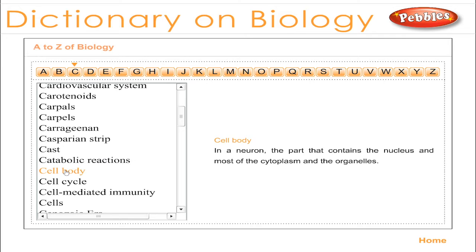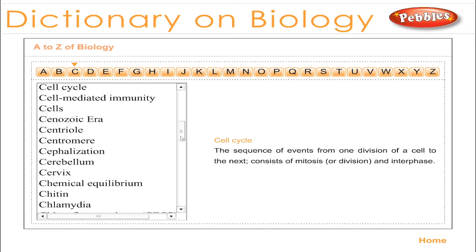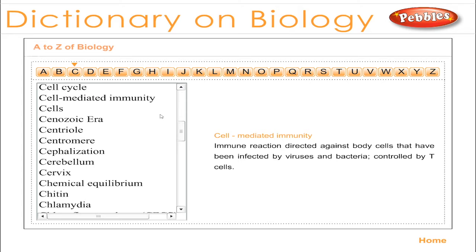Cell body, in a neuron, the part that contains the nucleus and most of the cytoplasm and the organelles. Cell cycle, the sequence of events from one division of a cell to the next, consists of mitosis or division and interphase. Cell-mediated immunity, immune reaction directed against body cells that have been infected by viruses and bacteria, controlled by T cells.